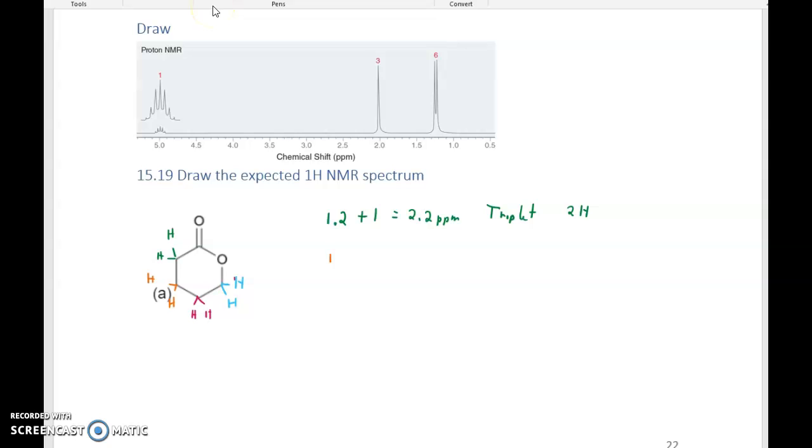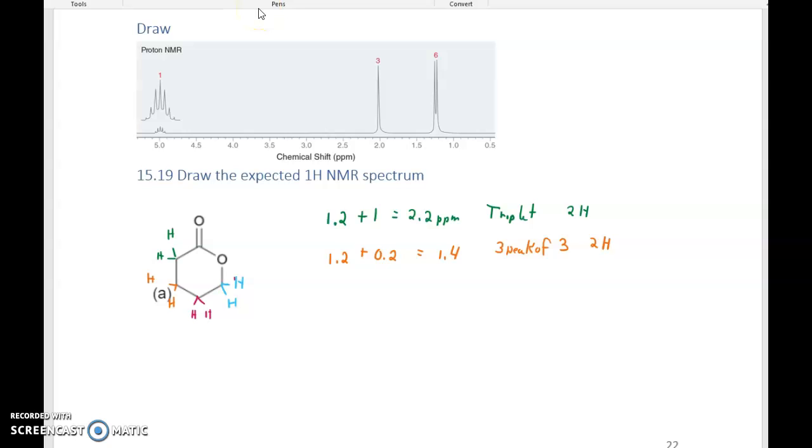The orange ones will also start at 1.2 because there are 2 of them. They are 1 away from the aldehyde group, so we'll put them at 0.2. They're on the beta. And so we'll expect this to be 1.4. We will expect it to be split by the green above it and the pink below it. So we'll get 3 peaks of 3. And our integration will show that there are 2 protons giving that signal.